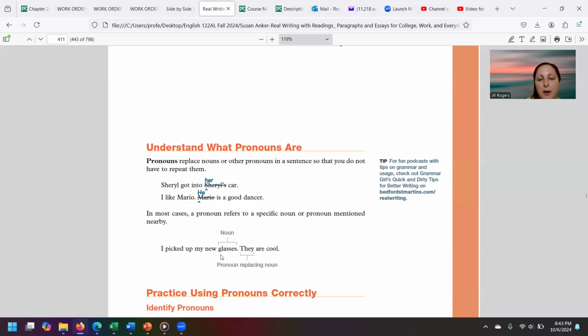Now, if the noun is plural, the pronoun has to be plural. So here it says, I picked up my new glasses. Glasses is a plural, so we use the pronoun that agrees with it, which is they. They are cool. The word they is replacing glasses.